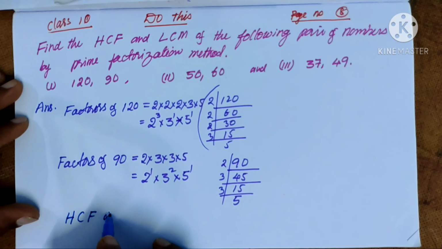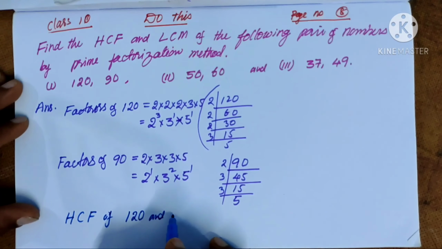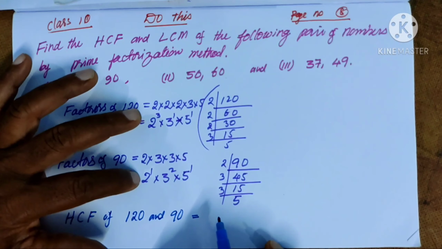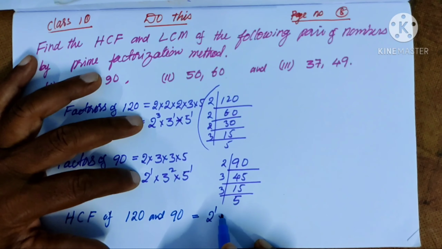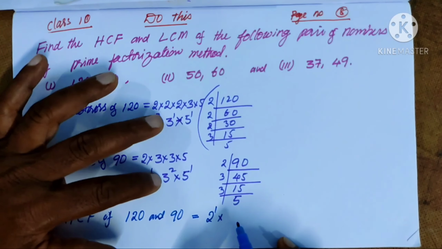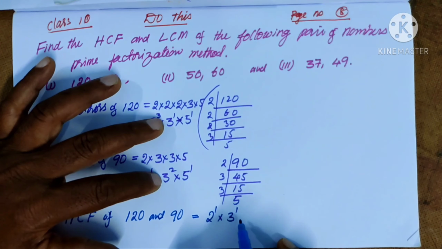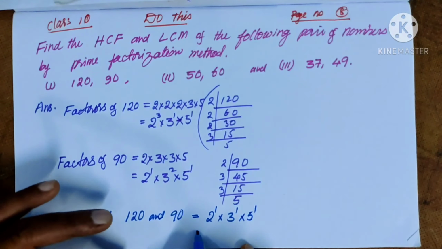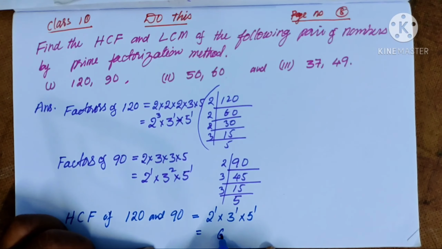HCF, highest common factor of 120 and 90. We have to observe the common factors among these. What is that? 2 to the power of 1, that is the lowest power. Now 3 to the power of 1 and 5 to the power of 1. So it is equal to 2 3s are 6 into 5. So 6 5s are 30.